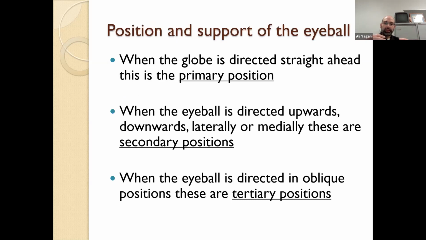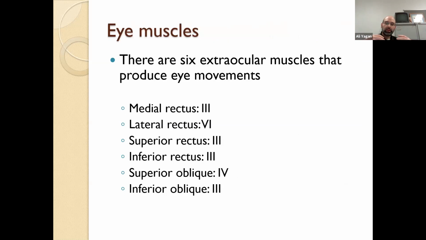The position of the eye, from the ophthalmology point of view, is divided into three positions. The primary position is where both eyes are looking straight ahead. The secondary positions are the two horizontal positions, right and left, and the up and down positions. The tertiary positions are the diagonal ones: up and right, down and right, up and left, and down and left. These help us understand which muscle works in which position.